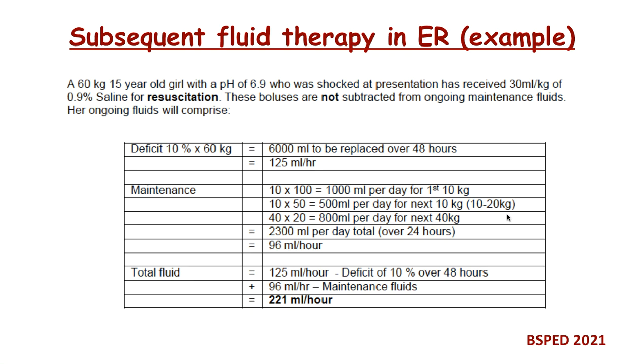So let us run with this example. A 60 kilogram 15-year-old girl with a pH of 6.9 who was shocked at presentation and received 30 ml per kg of normal saline for resuscitation. Now these boluses will not be subtracted because this patient was shocked and you gave fluid for resuscitation. So you will calculate just the deficit. So 10% deficit because the patient is in severe DKA. So 10% deficit will come out to be 6000 ml, which will be replaced over 48 hours as per the BSPED guideline. And maintenance fluid you will calculate as per the Holliday-Segar method. So total fluid will be your deficit plus maintenance and no subtraction will be done.